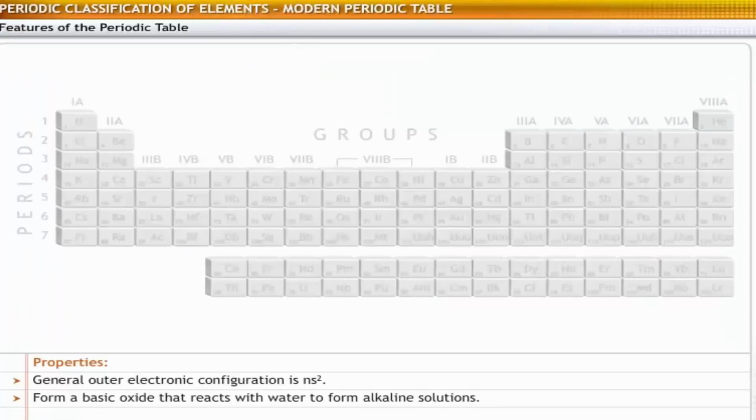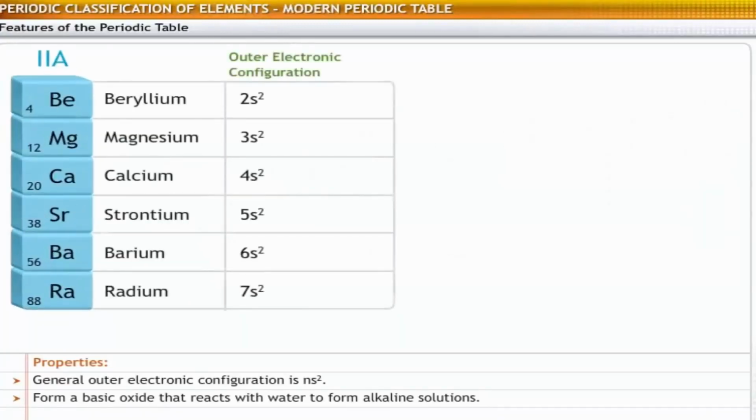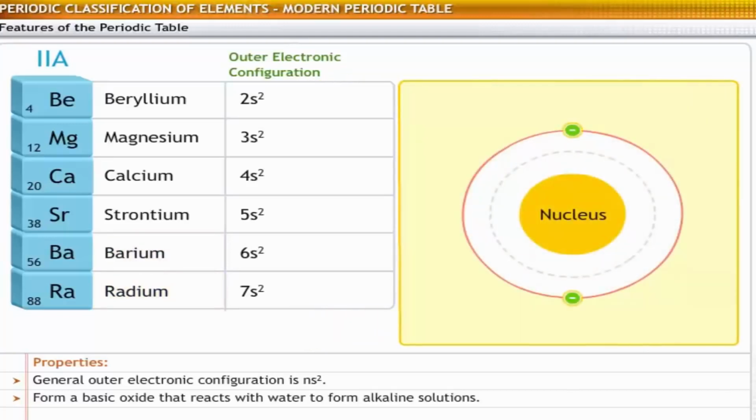Let's now look at the elements in group 2. The elements of the second group are beryllium, magnesium, calcium, strontium, barium, and radium. These contain 2 electrons in the valence shell. That is, their general outer electronic configuration is ns2. These elements are also known as alkaline earth metals, since they hydrolyze easily to form alkaline solutions.